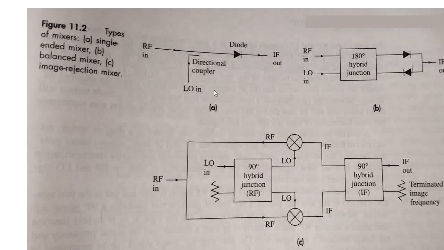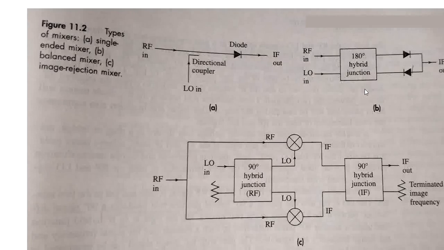By using a narrowband RF filter, we can eliminate the noise that will accompany the local oscillator. Okay, so this is the single ended mixer. In the single ended mixer, the RF signal is going to mix with the local oscillator signal that is coming through the directional coupler, and it produces the intermediate frequency output.